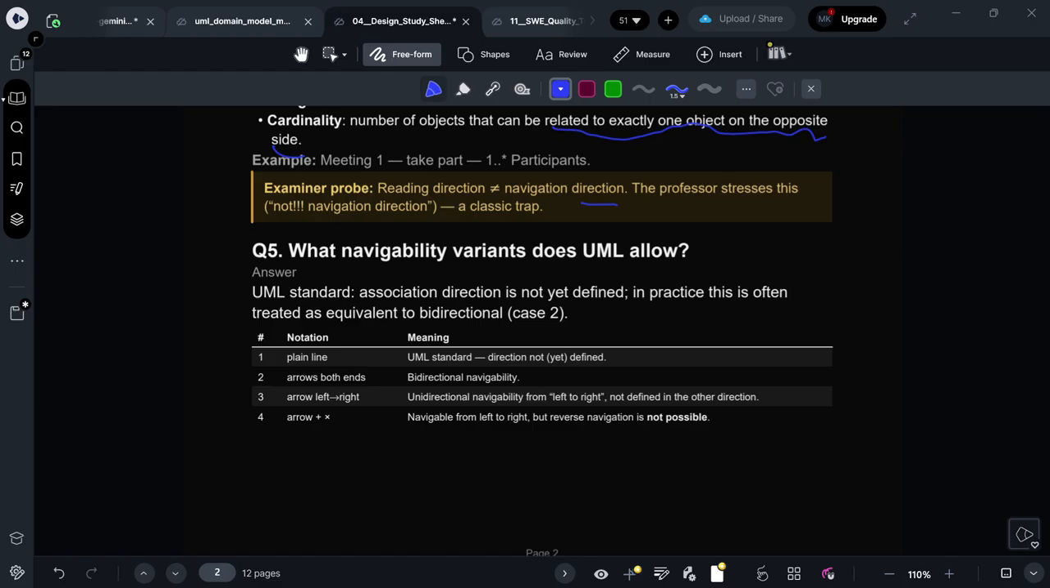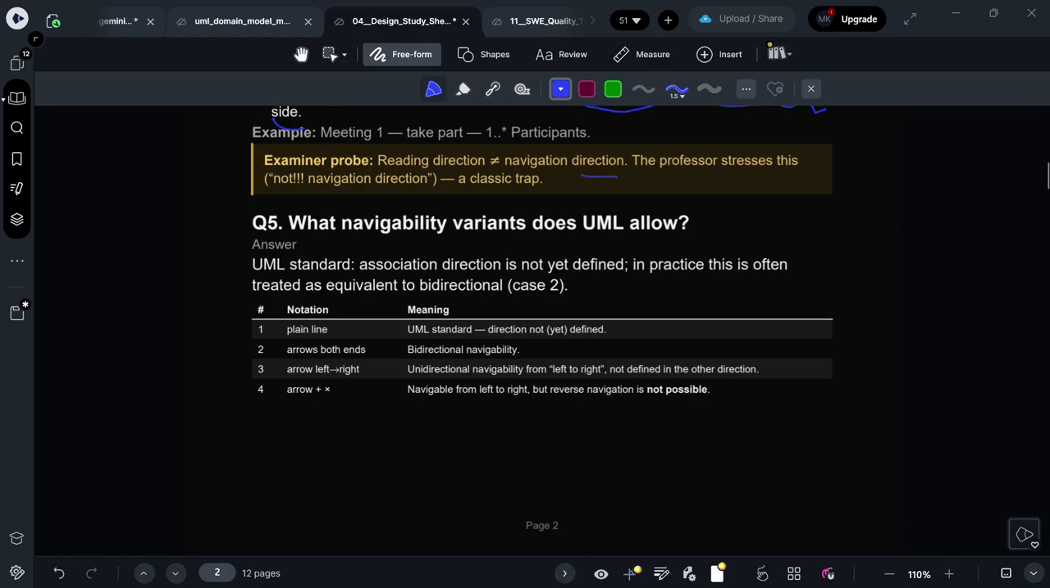What navigability variants does UML allow? For association navigability, we know that the reading direction is nevertheless not equal to the navigation direction. This is pretty much obvious now. The professor also stresses that the reading direction is not the same as the navigation. Navigation is something different. You navigate here, but you're reading from here to there. They are different things.